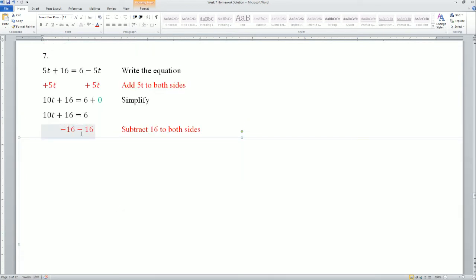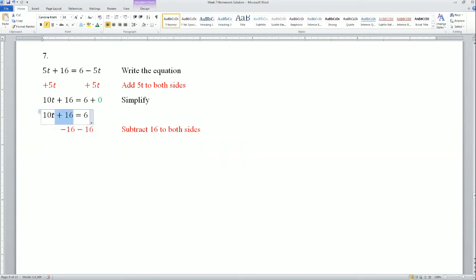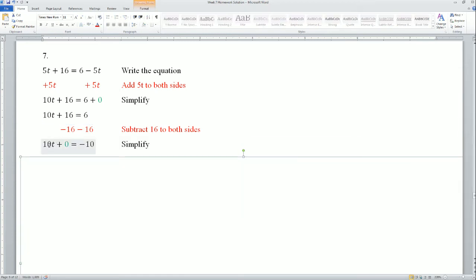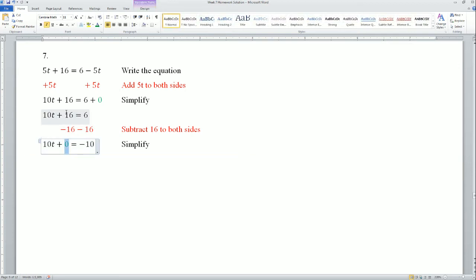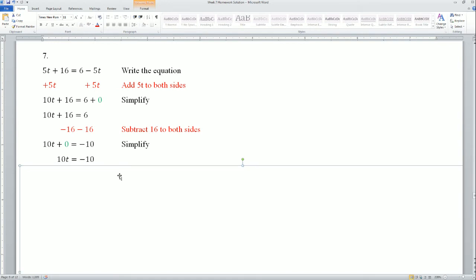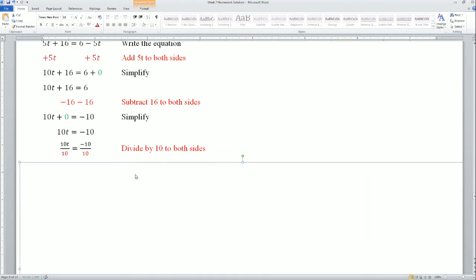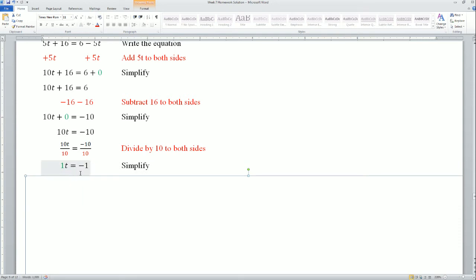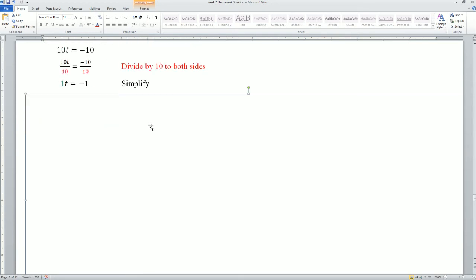Subtract 16 from both sides. The reason why you subtract 16 from both sides is because you're trying to get the variable alone. This is the outermost thing. In that process, you get 10t plus 0 is equal to negative 10. How do I get that 0? The 0 comes from the 16 minus 16. 6 minus 16 gets you negative 10. So you get 10t equals negative 10. Divide by 10 on both sides. You get 1t is equal to negative 1.